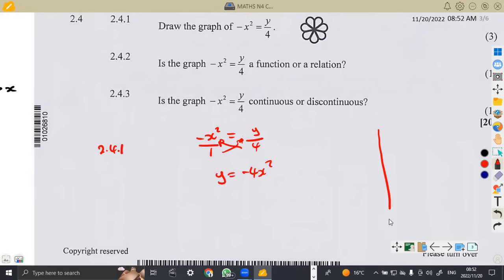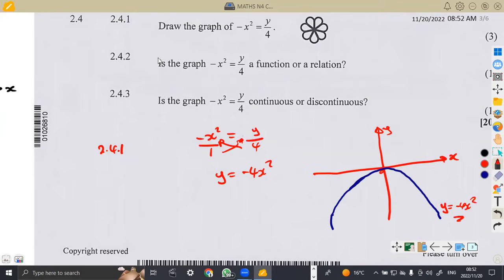So that's it. We know that the graph of minus x squared, it's a sketch, guys. So that's a 0 here. This one is going to look the same way the graph of minus x squared looks. So it's going to be something like this. That's the graph passing through 0 here. So that is y is equal to minus 4x squared. So here we're supposed to make y the subject.